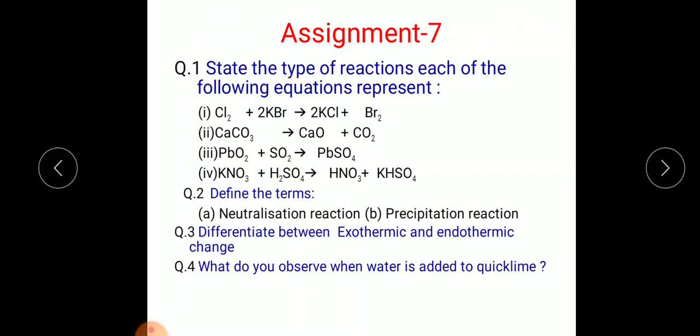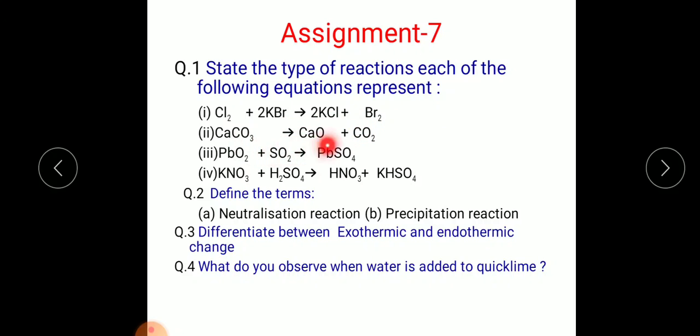Now today's assignment number 7. Question number 1, state the type of reaction each of the following equations represents. So you need to indicate what type of reaction this is. First one, chlorine plus 2 KBr giving you 2 KCl plus bromine. What type of reaction is this?